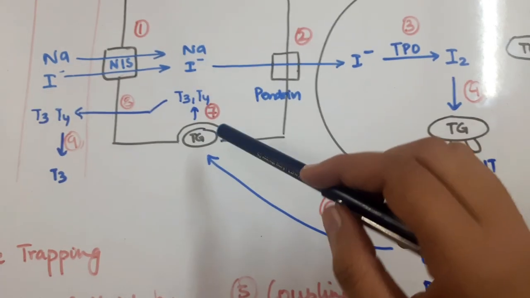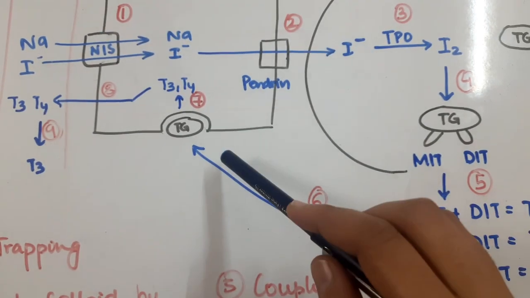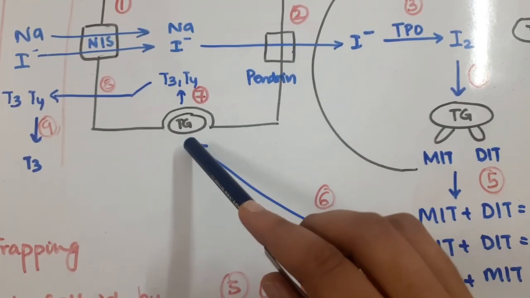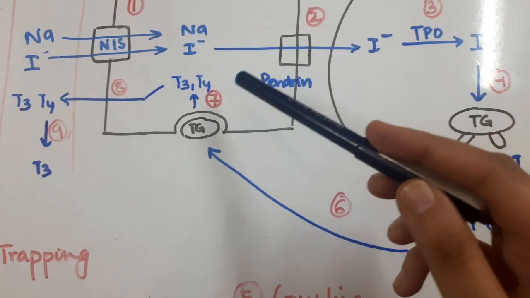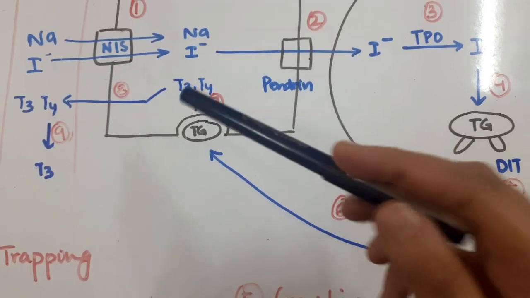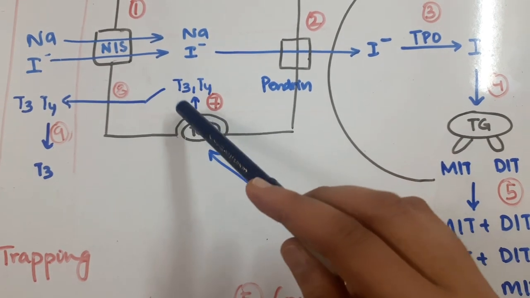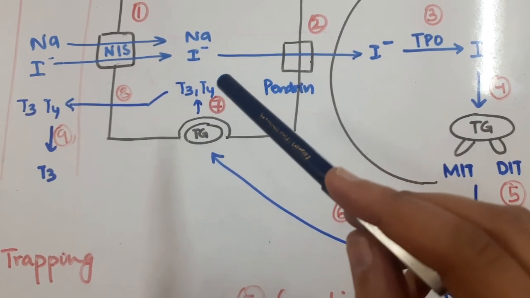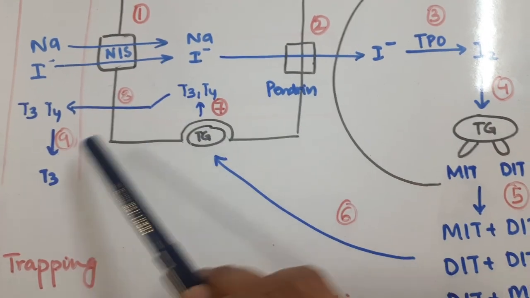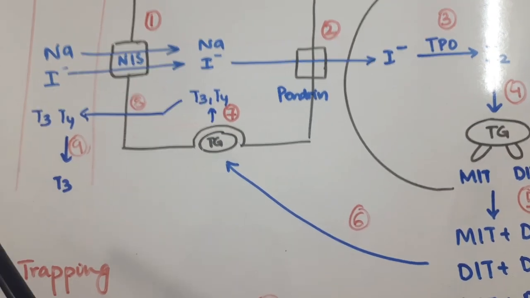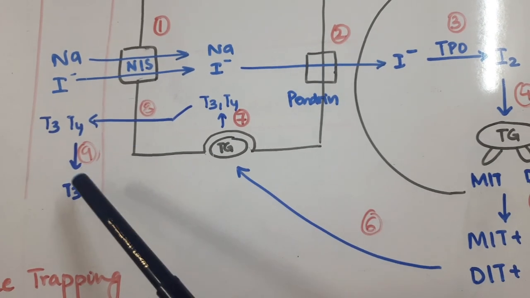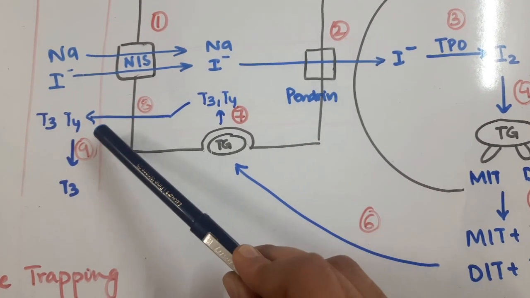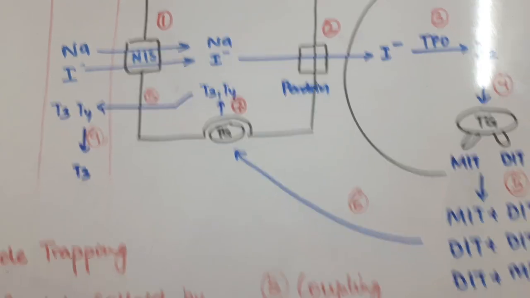Sixth step is endocytosis of the thyroglobulin combined with the thyroid hormones into the thyroid follicular cell. Seventh step is the proteolysis of thyroglobulin to release T3 and T4 inside the thyroid follicular cell. Eighth step is secretion into the blood when the hormones are required. And an additional step is deiodination of T4 to T3.